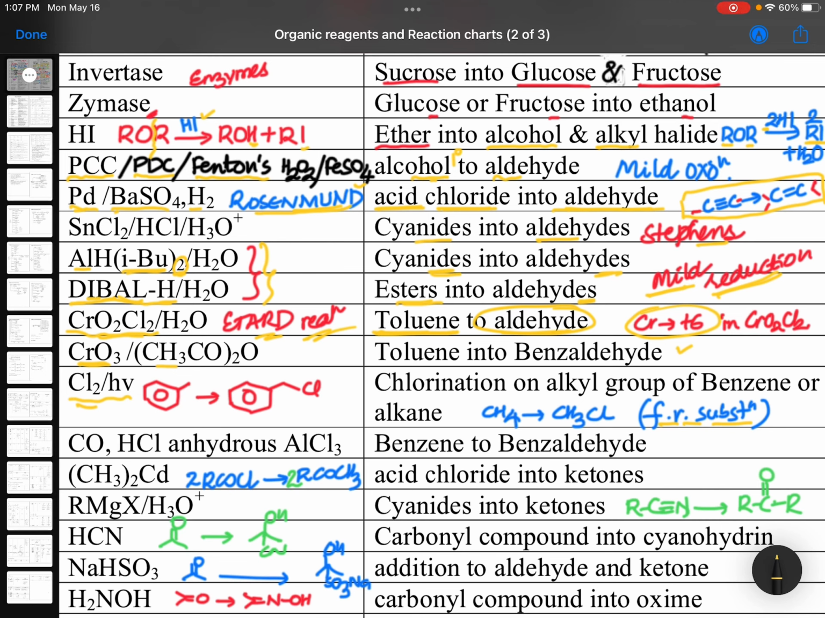Chlorine in the presence of sunlight: the bonding will be broken like this.